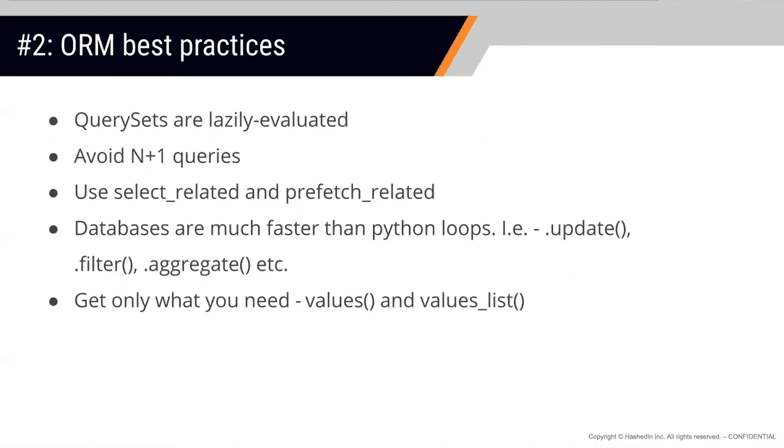And sometimes, let's say you have an employee table with some 100 attributes, and you say employee.objects.get ID equal to, let's say, 1, 2, 3, 4. You may not need all the 100 attributes. You just need probably first name, last name, or email address. So always use values or values_list to get only the columns that you require from your table.